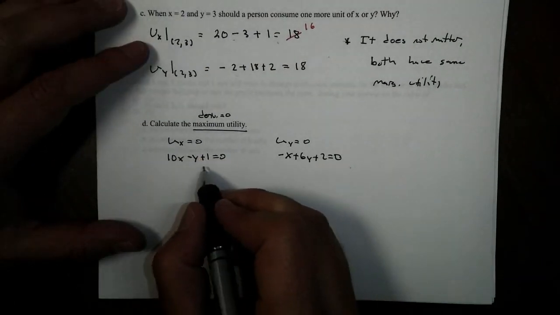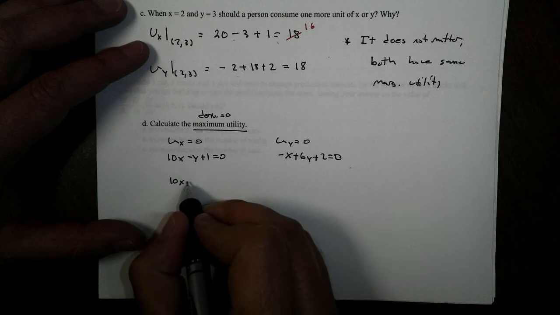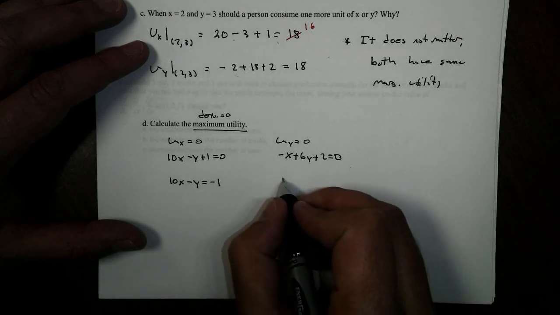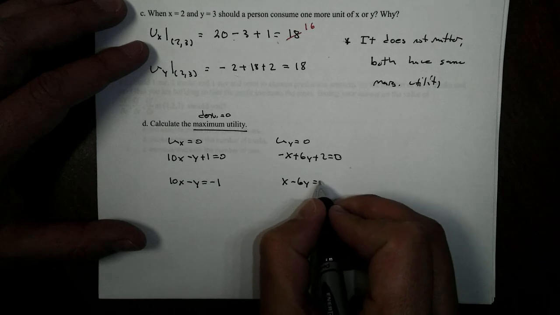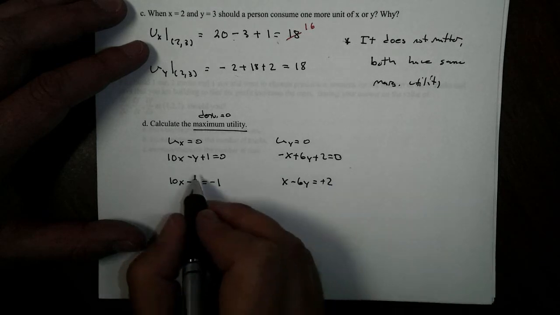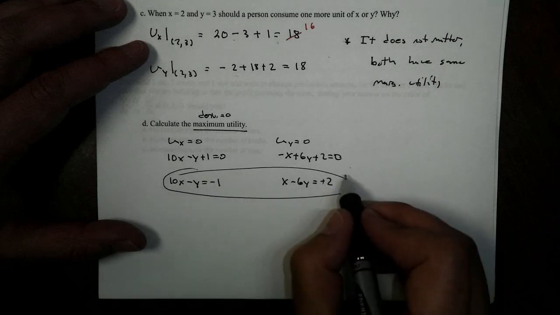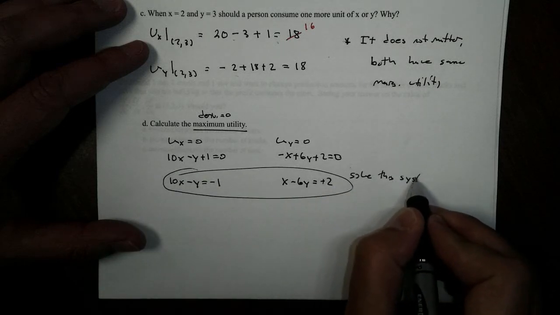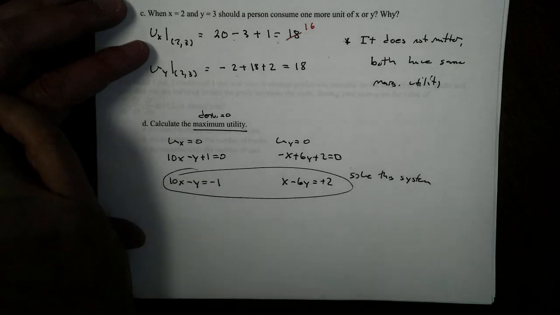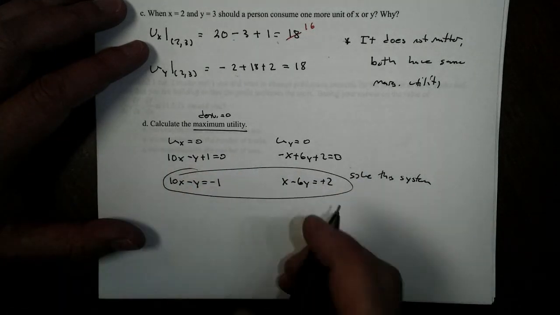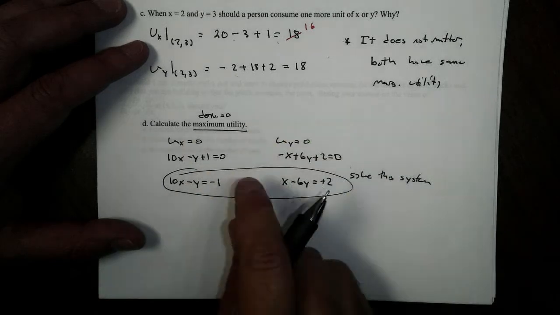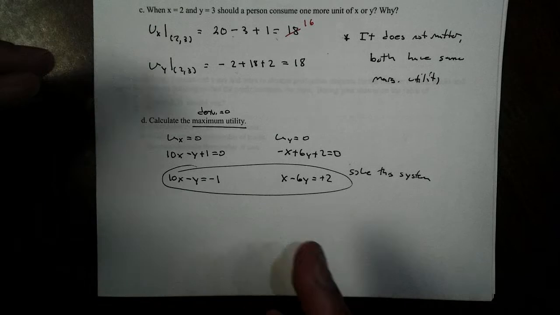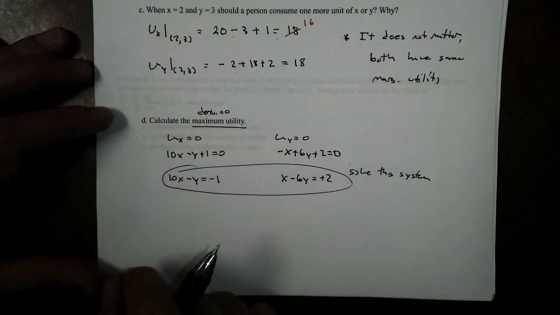This would give me 10x minus y equals negative 1, and this would give me x minus 6y equals 2. And all you have to do is solve this system right there. I'll let you go and do that. Just solve that system, and you will be able to determine the maximum utility.